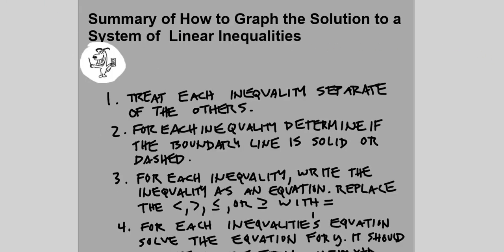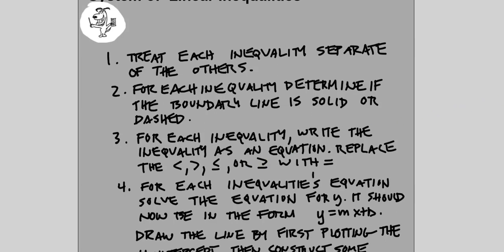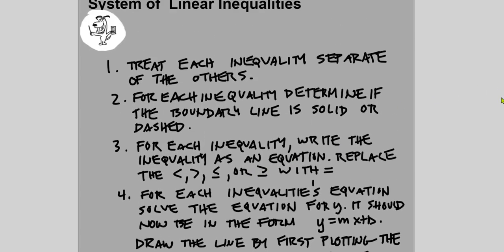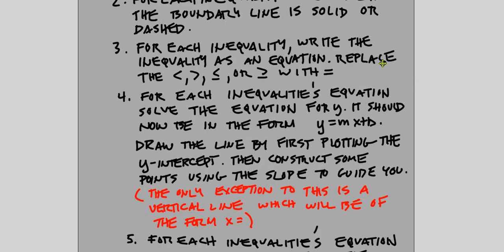So in previous videos I talked about the dashed and solid lines. I'm not going to review that here. You'll see it when we do some problems. So for a system of linear inequalities, treat each inequality separate of the others. So in other words, do one at a time. For each inequality, determine if the boundary line is solid or dashed. For each inequality, write the inequality as an equation like we've done with a single linear inequality.